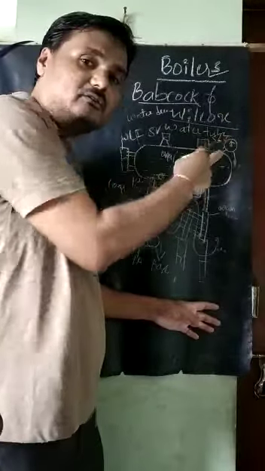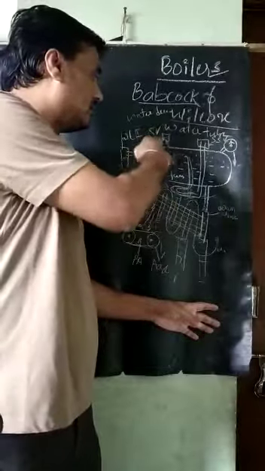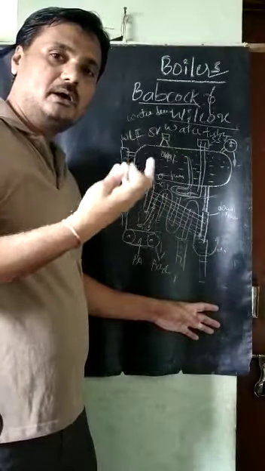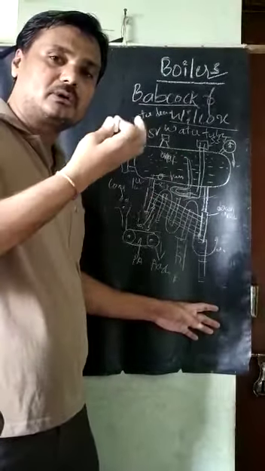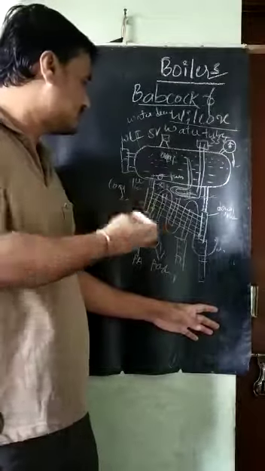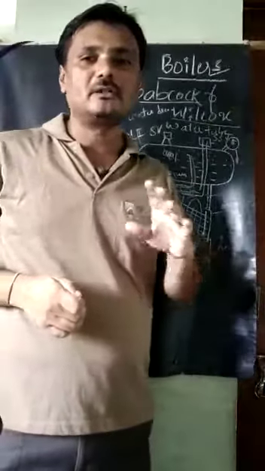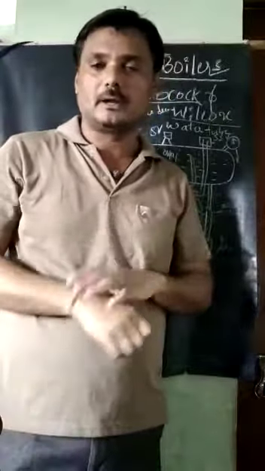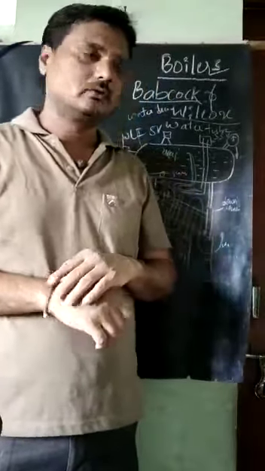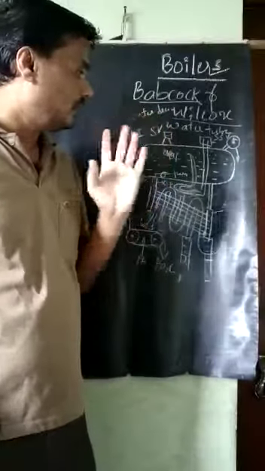Then pressure gauges to measure the pressure, and also the safety valve. It will relieve the pressure when it reaches dangerous levels. Water level indicators, fusible plugs. All these are the boiler mountings here. So this is about the Babcock and Wilcox boiler.